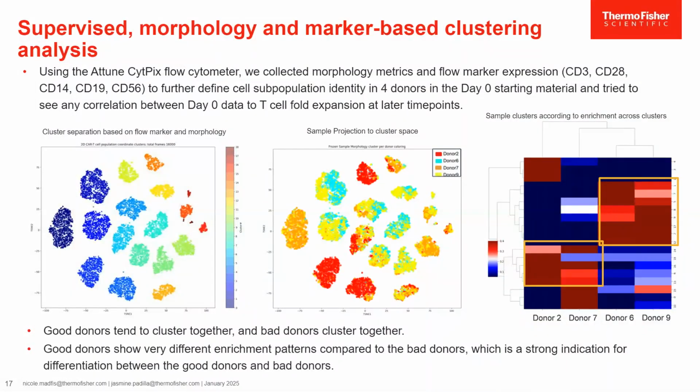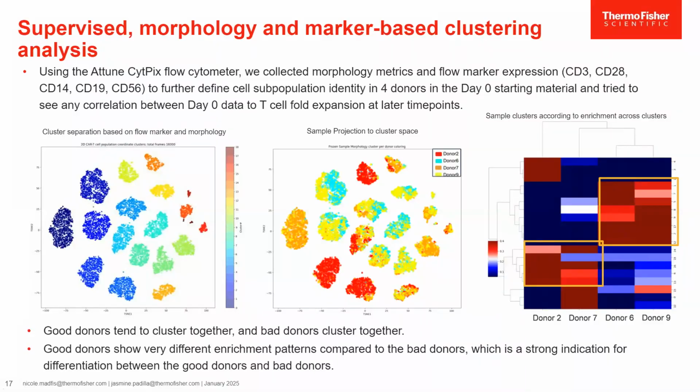The morphology-only analysis gave us a general description of the cell populations on day zero according to morphology parameters only. We added another dataset to our analysis, which is the marker expression based on fluorescent antibody staining and detection. This time, we did clustering using both datasets to pinpoint cell subpopulations in day zero PBMCs across 4 donors and tried to see any correlation between day zero data and T-cell fold expansion at late phase of expansion.